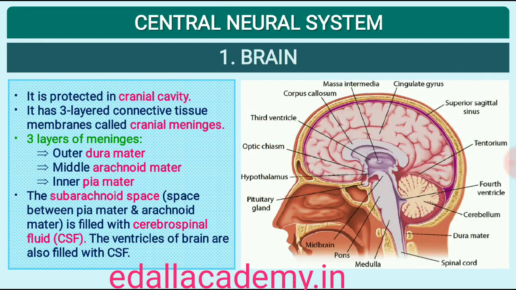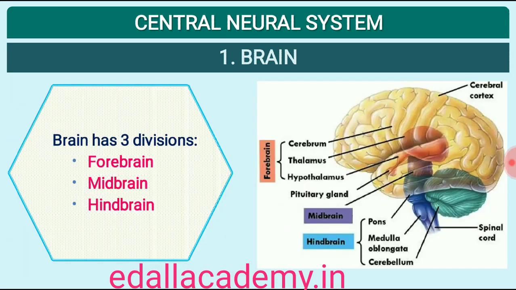The human brain is well protected by the skull. Inside the skull, the brain is covered by cranial meninges consisting of an outer layer called dura mater, a very thin middle layer called arachnoid, and an inner layer, which is in contact with the brain tissue, called pia mater. The brain can be divided into three major parts: 1. Forebrain, 2. Midbrain, and 3. Hindbrain.